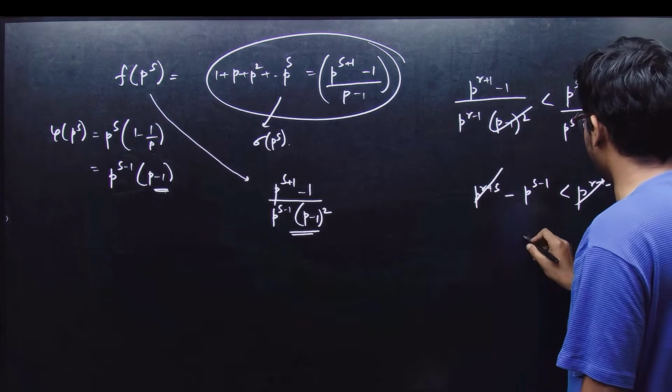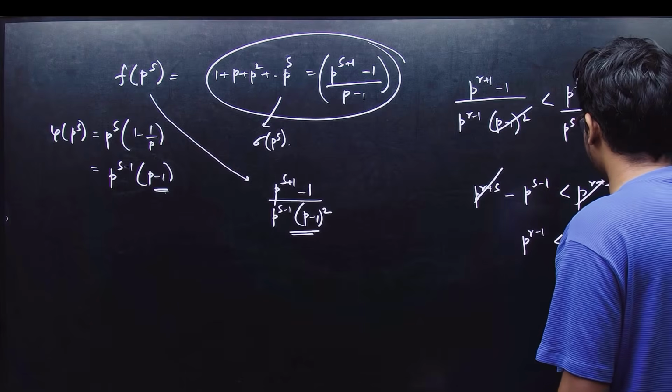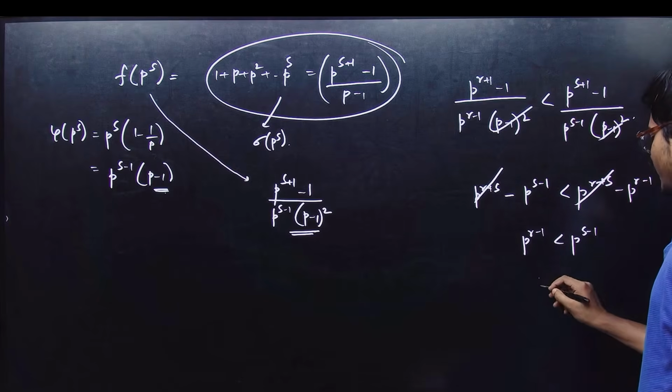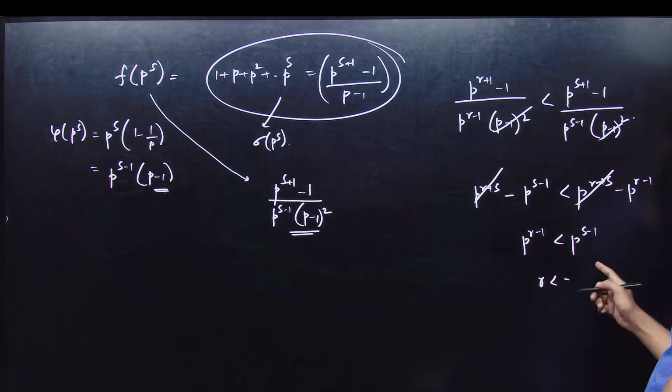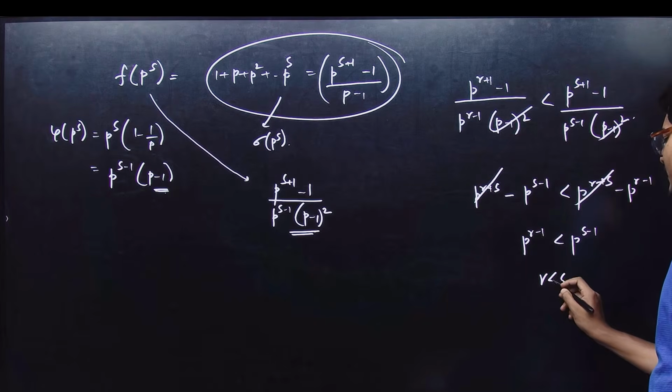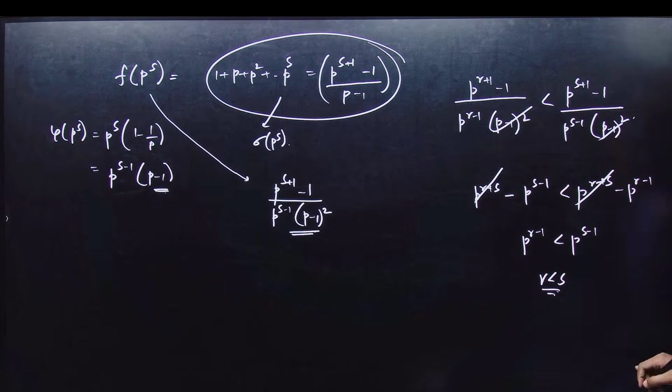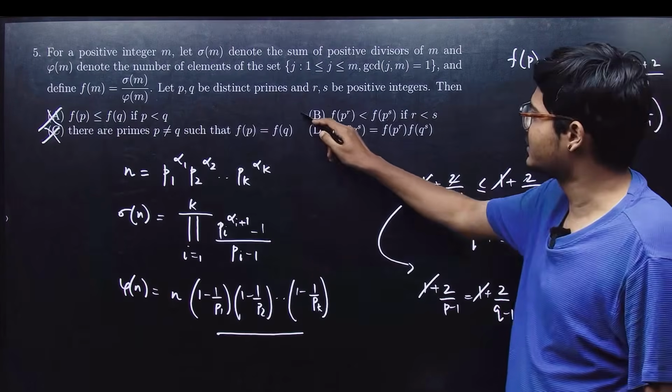Cancels out, you want p power r minus 1 less than p to the power s minus 1, which is true if and only if r minus 1 is less than s minus 1, which gives you r less than s, right? So if r is less than s, this is indeed true, right? So option B is correct for us.